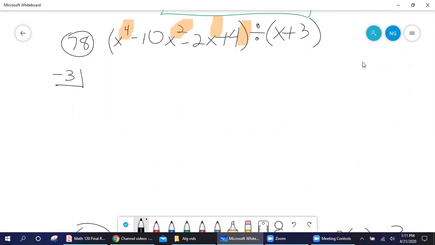So the coefficient in front of x to the 4th is 1. There is no x cubed, so that's going to be a 0. Negative 10 for the x squared, negative 2, 4.